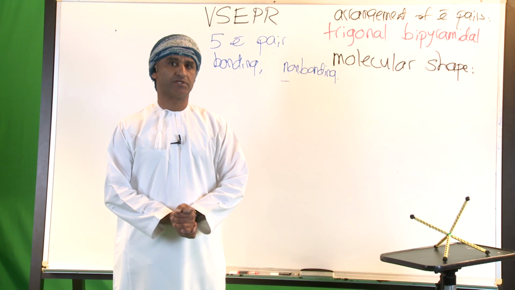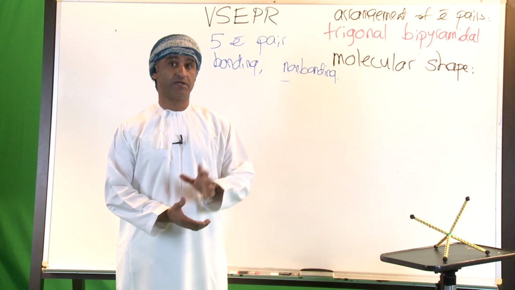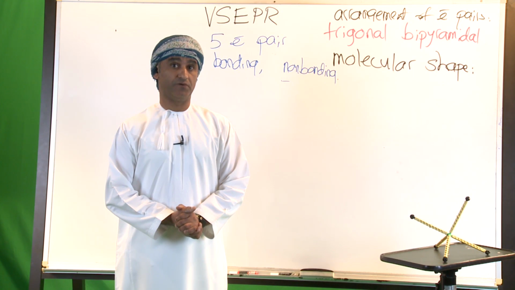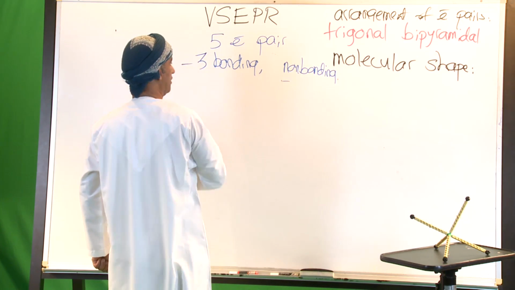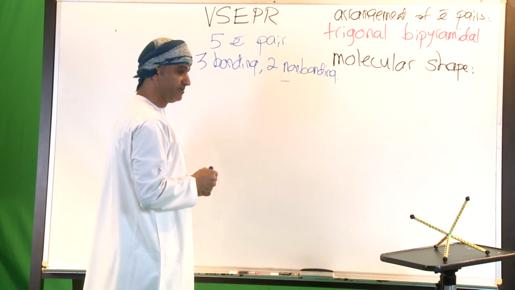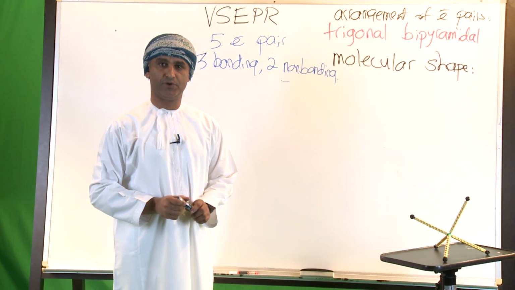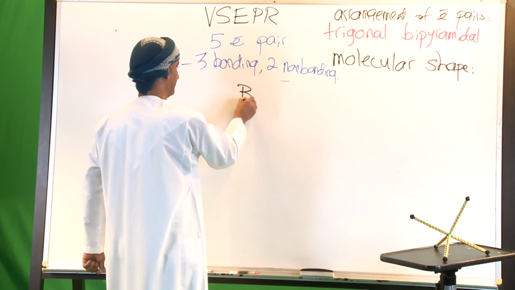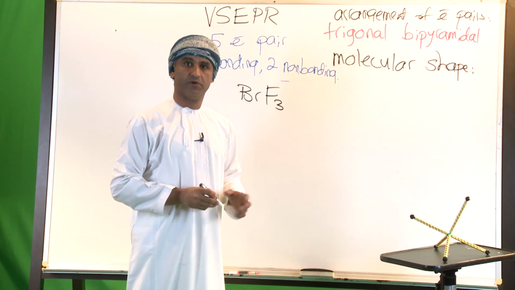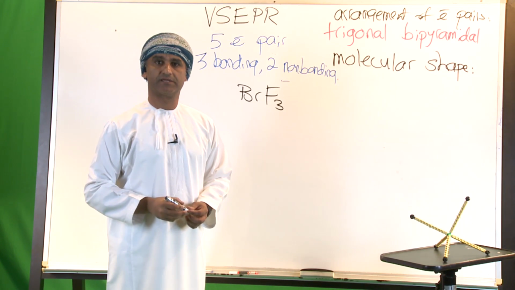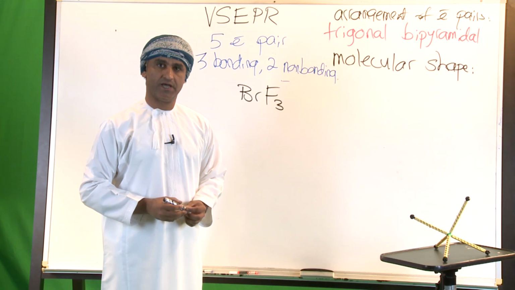To move on, we need now to consider a 5-electron pair case, but this time we take a case where 3 of the electron pairs are bonding and 2 of them are non-bonding. So let's do that. 3 bonding and 2 non-bonding, and in this regard we take bromine trifluoride, BrF3, as an example of a 5-electron pair case where 3 of the electron pairs are bonding and 2 of them are non-bonding.